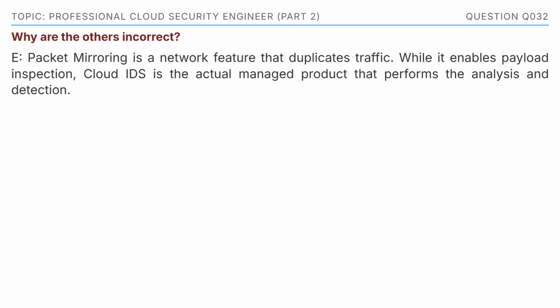E. Packet Mirroring is a network feature that duplicates traffic. While it enables payload inspection, Cloud IDS is the actual managed product that performs the analysis and detection.